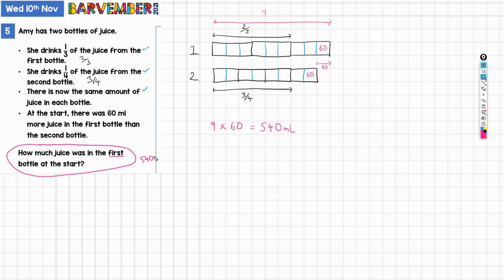540 millilitres. Right, a nice simple bar model there. I hope that helped.